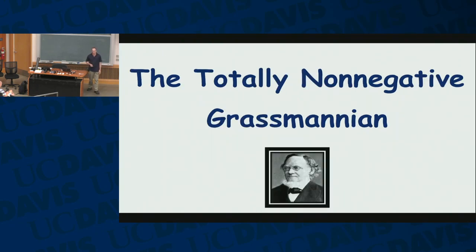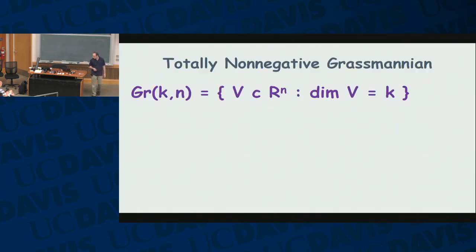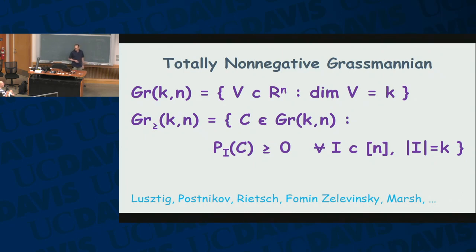So I will start with a very quick review of the totally non-negative Grassmannian. We are working over the reals. The Grassmannian is all k-dimensional vector spaces in an n-dimensional vector space, and the totally non-negative Grassmannian consists of all those points in the Grassmannian where all the n choose k Plucker coordinates are non-negative.